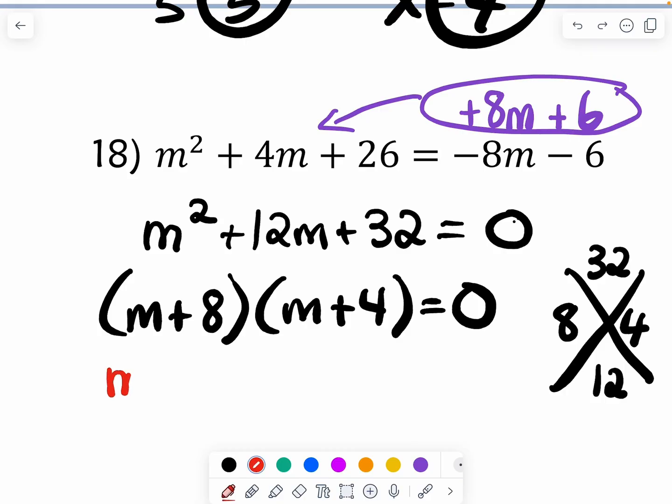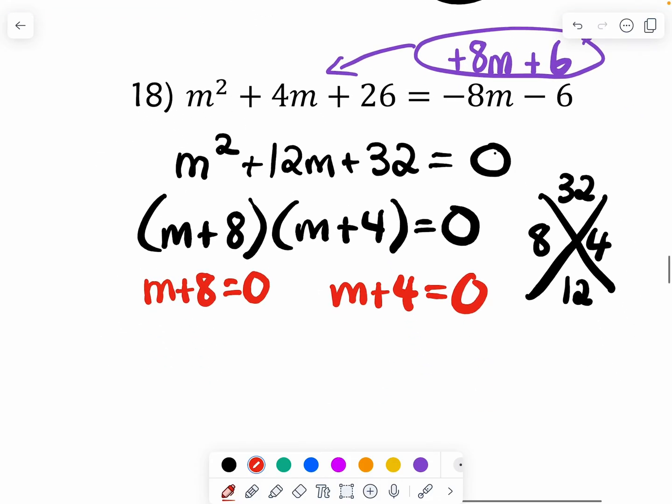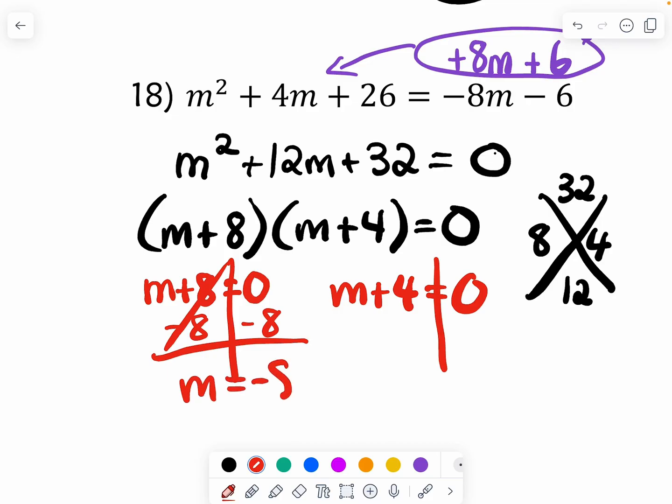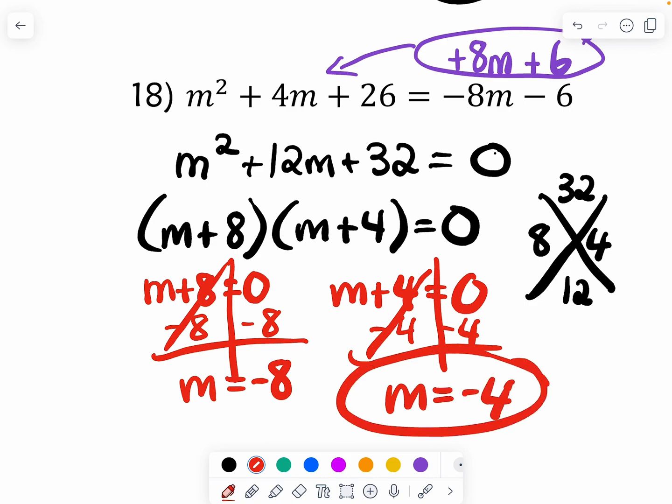And then last step, I set each of these equal to 0. And I do the opposites. So to get rid of plus 8, I do minus 8. And to get rid of plus 4, I do minus 4. And there's my two answers. -8 and -4.